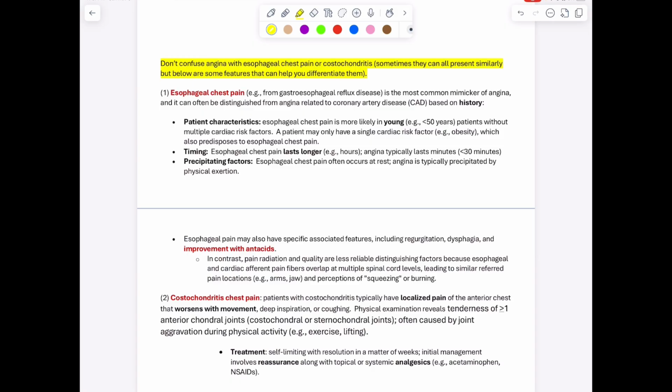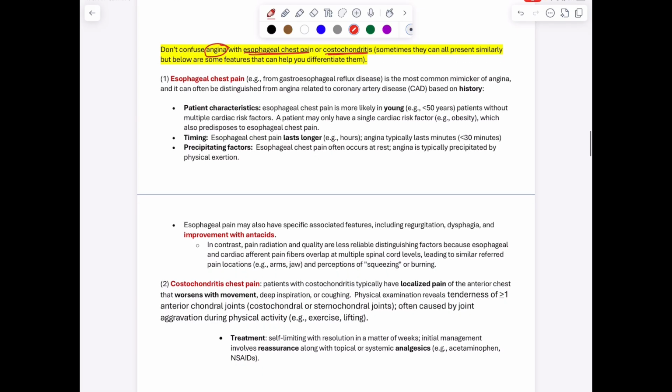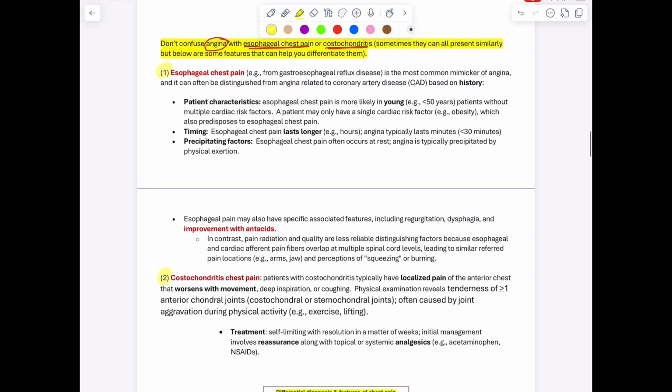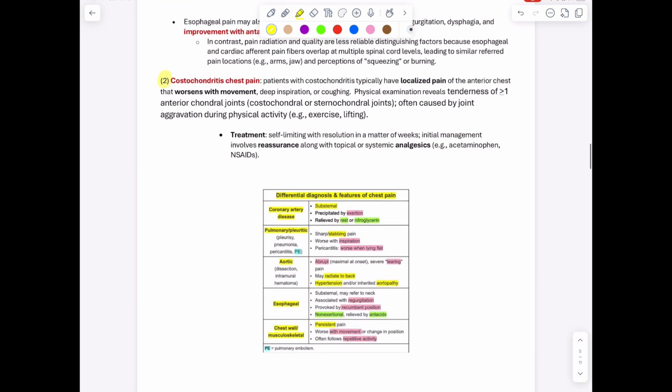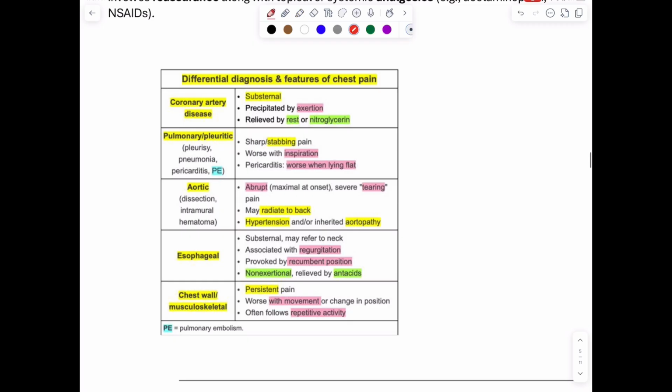It's not very classic textbook description of the pain. So don't confuse angina with esophageal chest pain or costochondritis. Here I listed what each one looks like, okay? But I'm gonna let you read this when you get the PDF. We're gonna look here. This is a table that you're gonna come across in UWorld. Although this is not really testable, use it to build the foundation for your reasoning.